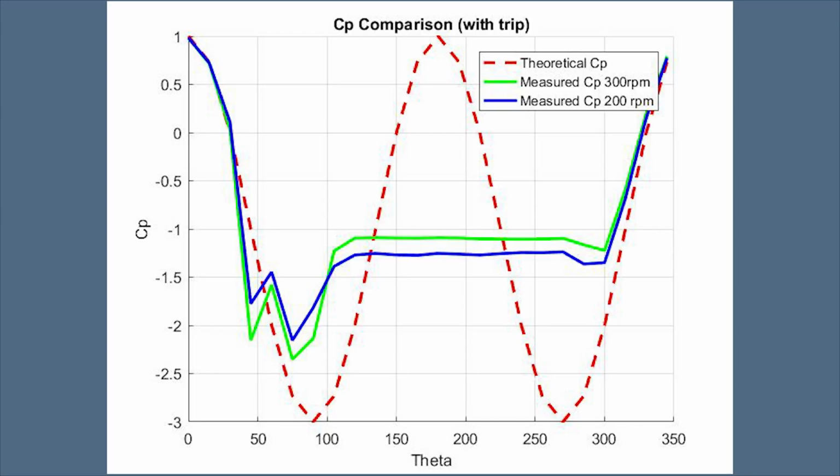Here we compare the calculated coefficient of pressure values while using the trip strip at both 200 RPM, seen in blue, and 300 RPM, seen in green. The inviscid theoretical values, seen in red, are plotted again for comparison. This comparison exhibits many of the same trends as the earlier comparison of 100 RPM versus 200 RPM without the trip strip. The striking difference here is that from a theta of about 40 degrees to 100 degrees, which is the area around the trip strip, we see the coefficient of pressure drop further for higher RPM/Reynolds numbers. This is due to the fact that at higher speeds, the trip strip creates more turbulence and thus keeps the flow attached for longer.